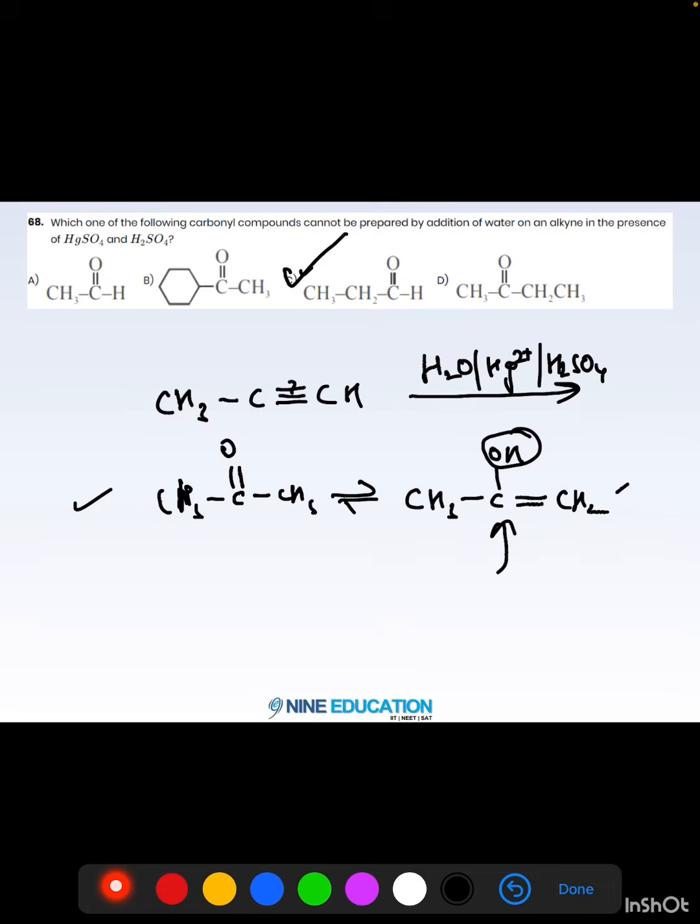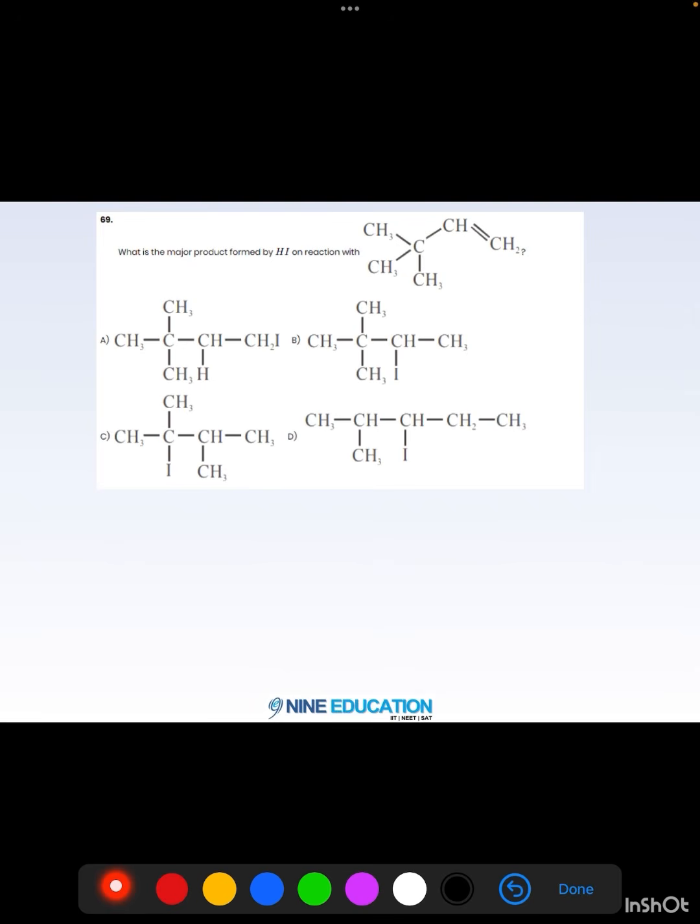Coming to next question, 68. After this we are having 69 number. What's the major product formed by the action of HI with this compound? Okay, it's a simple electrophilic addition reaction coming from hydrocarbon chapter. So in this case we are having carbon connected to three methyl groups, and here we are having CH double bond CH2.